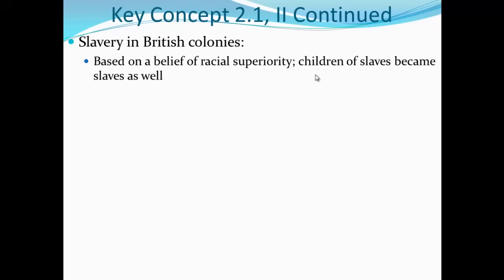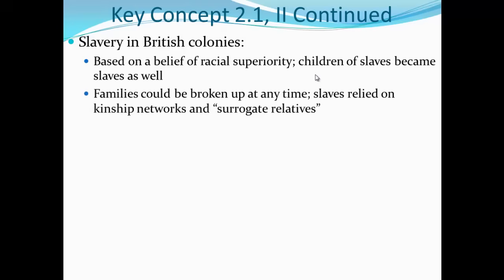All right, slavery in the British colonies was awful, and this was based on a belief of racial superiority, and children of slaves became slaves as well. This is one thing that made slavery in America unique. Slavery had been around for thousands of years across the world, but this is really the first time that children of slaves became slaves as well. Families could be broken up at any time, and slaves relied on kinship networks and surrogate relatives, basically like adopted families or really close family friends that would care for slaves when they were broken up.